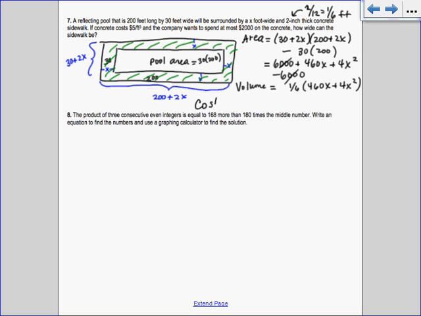Well, what is the cost? So this is all in cubic feet, right? And what's the cost per cubic foot? $5. So for every cubic foot that you have, you multiply by $5. So what we do is we have 5 times 1/6 times 460x plus 4x squared, and we want our cost to be less than 2,000. So let's just find where it's equal to 2,000. So let's do 5/6 times 460x plus 4x squared, and we want it to be equal to 2,000. Where did you get the 5? Because the cost was $5 per cubic foot.